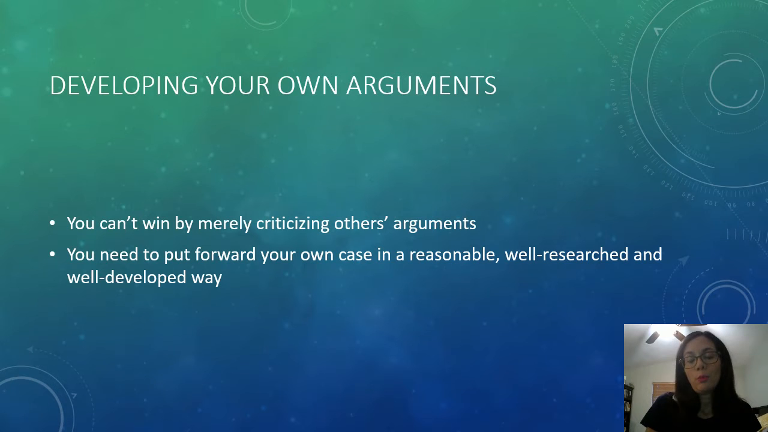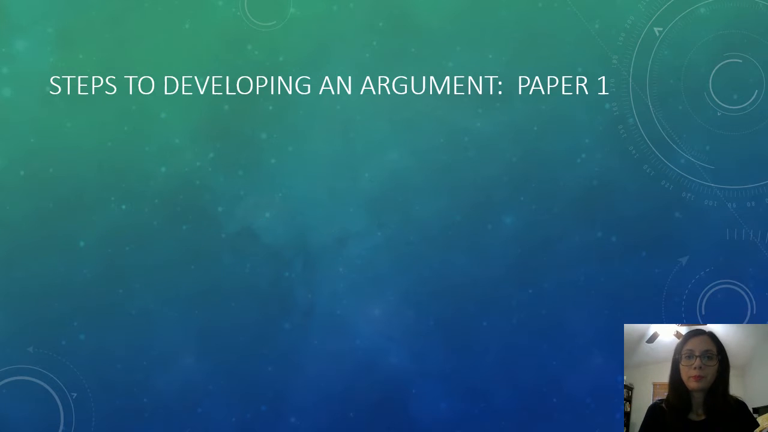Whether for paper 1, you're arguing if a document is strong or weak, or for paper 2, you're looking at 2 sides of an issue or 3 sides of an issue and determining which side you agree with and why. So you want to be objective, reasonable, well-researched, and well-developed. This is what examiners are looking for, and they'll reward you with it in your exam marks. So we're going to talk about paper 1 first, and then paper 2.